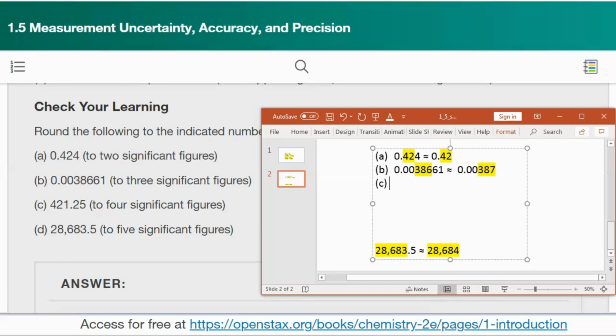Then this is C, 4 to 1.25 to 4 significant figures. So let's see what the significant figures are. We start on the left and we keep going right, even past the decimal point.